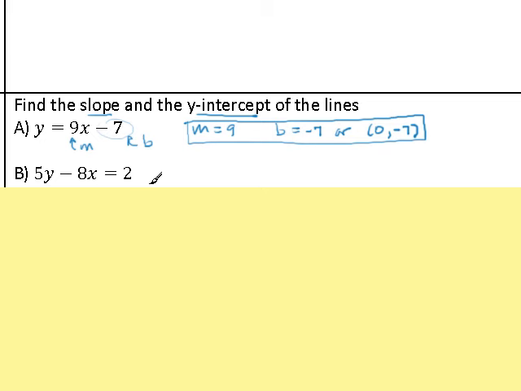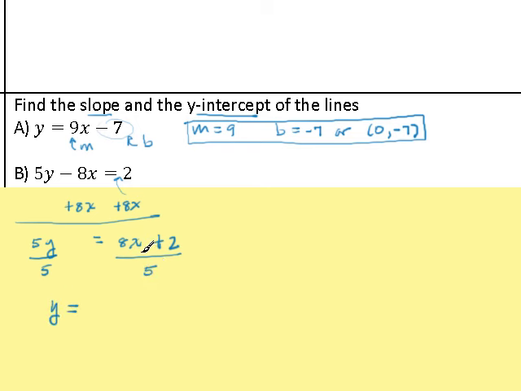Okay, B is not in the form y equal mx plus b. We actually have to solve for y, so let's do that. We'll put it in the form. So let's first add 8x to both sides, just bringing it over to the other side of the equal sign. So here we have 5y is equal to 8x plus 2. Notice these are not like terms. We're not adding them. We're just squeezing this in here right before the 2. And we still have to divide by 5.